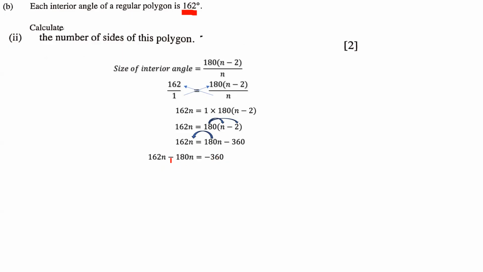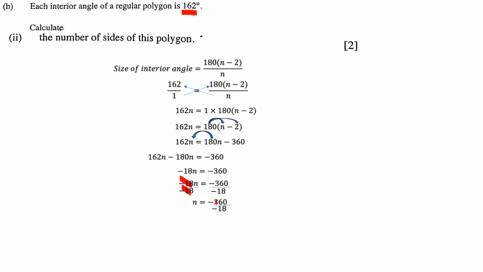Let's work on the left-hand side. We have 162n minus 180n. And so we're going to subtract. That's going to give us negative 18n is equal to negative 360. We divide both sides by negative 18. And then we cancel. So these two, the negative 18 and negative 18, cancel each other. So we are just left with n on this side, and negative 360 divided by negative 18 on the right-hand side.